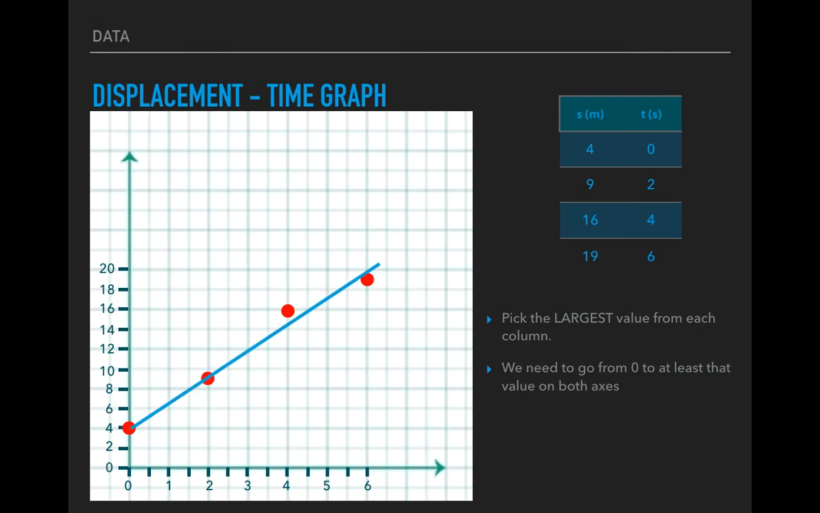So the thing to take from this is when you're trying to get the scale on your axis, the scale on the axis always starts at 0 in the bottom left hand corner, and then it goes horizontally across in even jumps up to the biggest number that you're given in your table, and then the y-axis goes from 0 up to at least the biggest number in your table also.